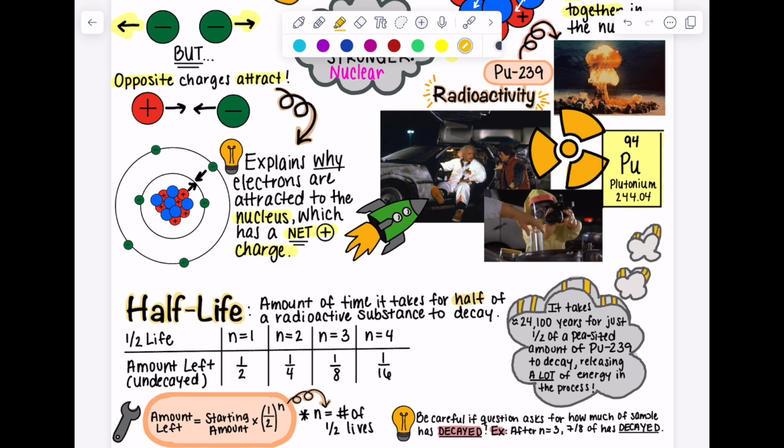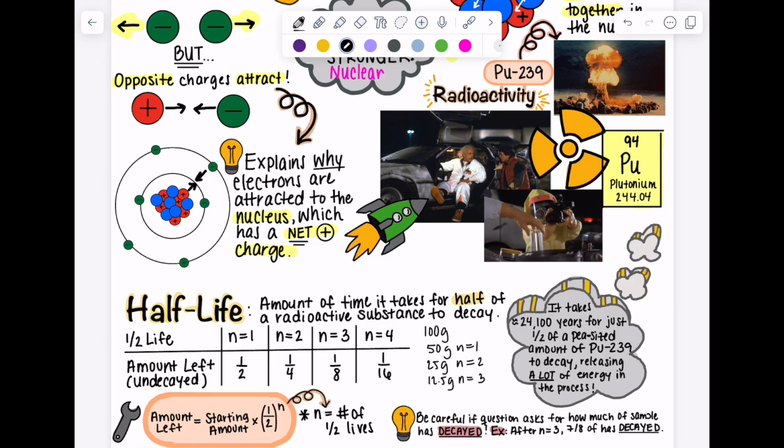So for example, if you start off with, let's say, 100 grams of a radioactive element, one half-life later, you only have 50 grams left. What about after another half-life? You're down to 25 grams, then 12.5 grams, and so on. And to help you visualize it, I drew this little diagram here.